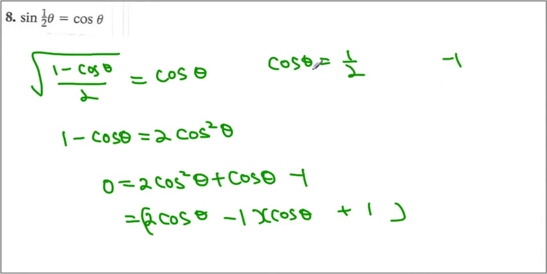When do you have cosine theta to be equal to 1/2? When theta is equal to 60 degrees or the fourth quadrant, which is 300 degrees. Or cosine to be negative 1, yes, that's when 180 degrees.